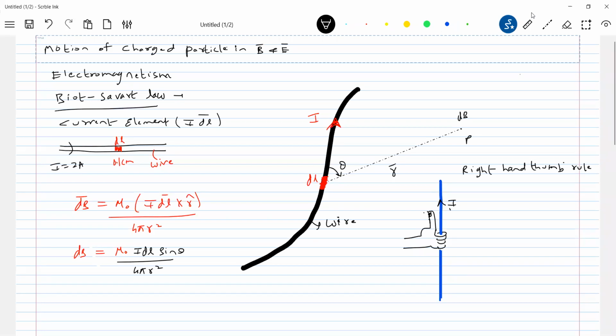So how will the lines of force be? The lines of force due to this current carrying wire are given by the fingers. The thumb should be pointed in the direction of current. The fingers will give the direction of B bar surrounding the wire. So this is a wire.